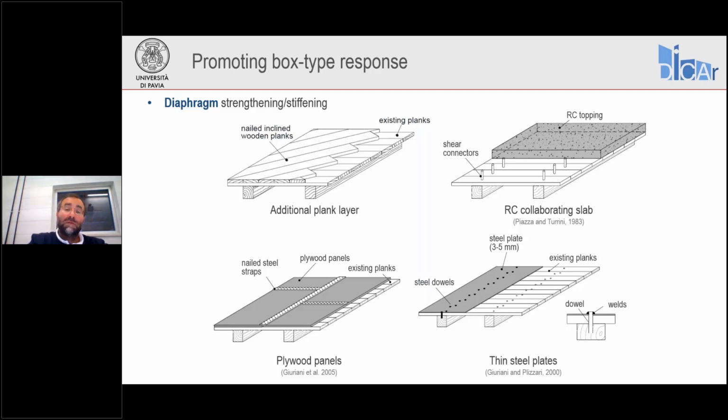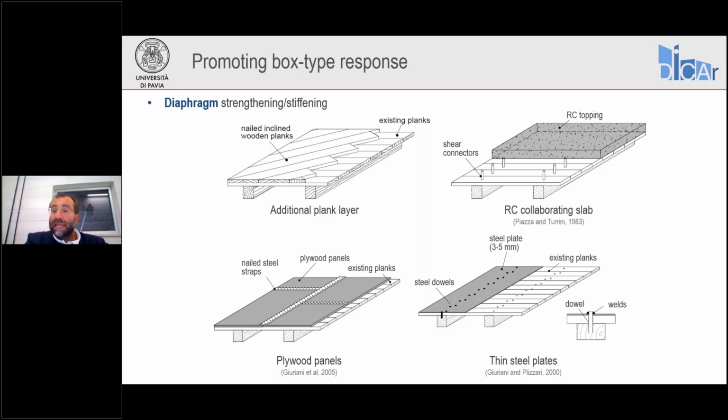The other ones are appropriate for timber diaphragms, which are more common in historical construction. First solution is to add a plank layer above the existing planks. Planks nailed, of course, to the existing planks and joists. Usually these planks are provided at a 45-degree angle, so basically we can create somehow a truss mechanism within the diaphragm. Another solution is based on the addition of plywood panels nailed to the existing diaphragm and nailed among each other to provide shear continuity between adjacent panels.